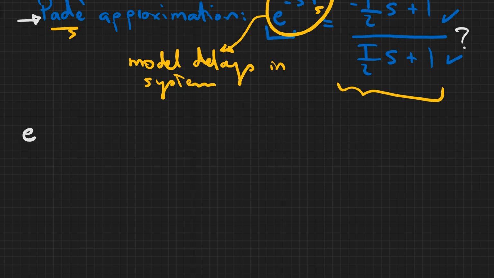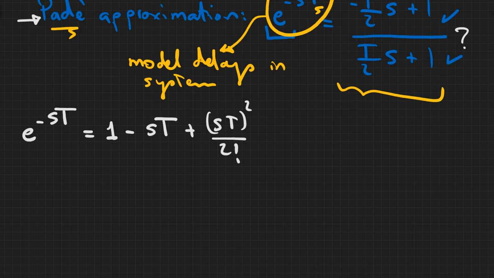If you consider just the power series expansion, we know that the power series of e to the minus st is something like this, plus s squared t squared over factorial 2 and minus s cubed t cubed over factorial 3 and so on and so forth. Okay, so this is how the power series expansion looks like.